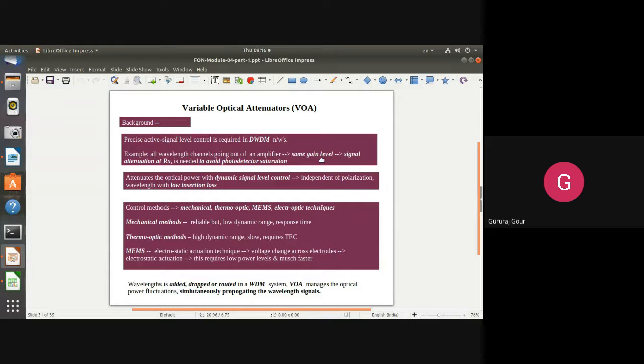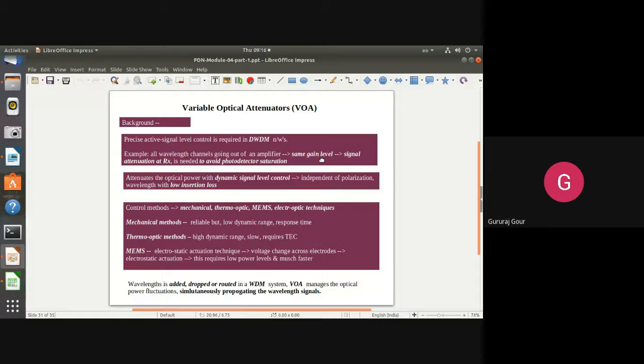need to have the same gain level. We don't want lambda 1 coming out with a different amplification level and lambda 5 coming out with less amplification. So in the amplifier we want to achieve the same gain level, and hence the same signal attenuation at the receiver is required to avoid photodetector saturation.